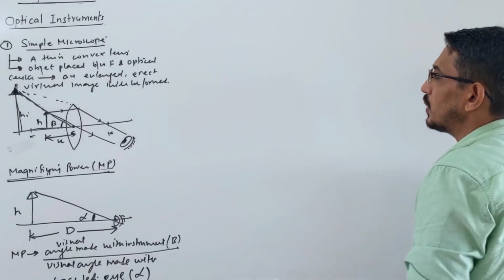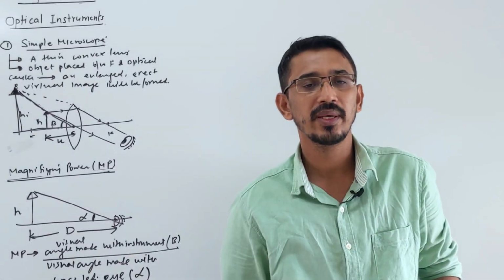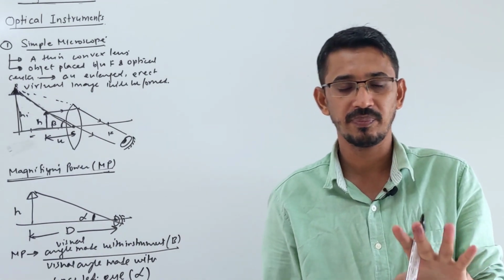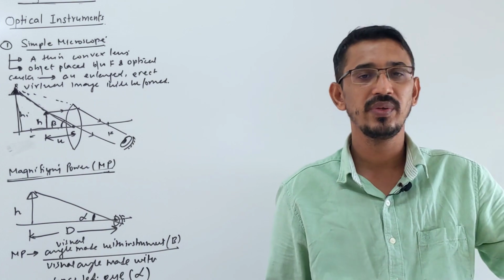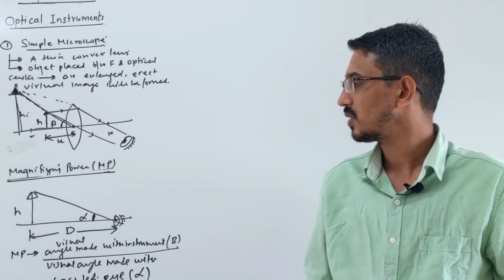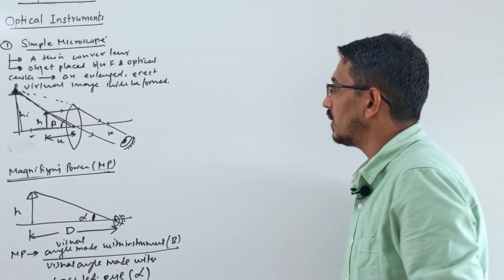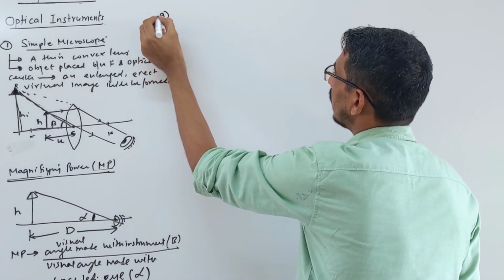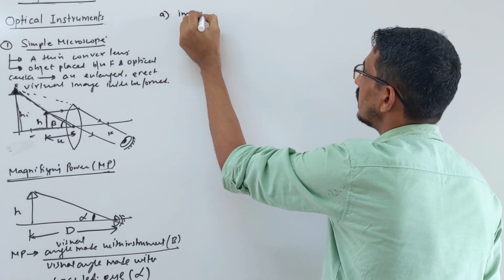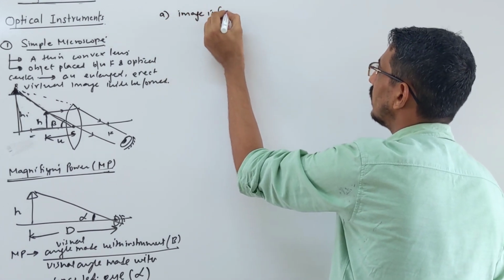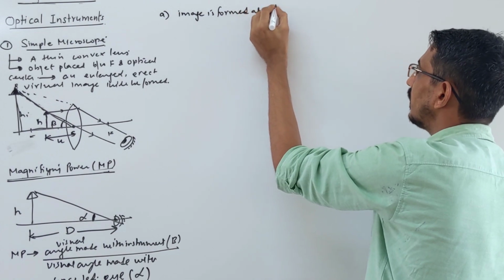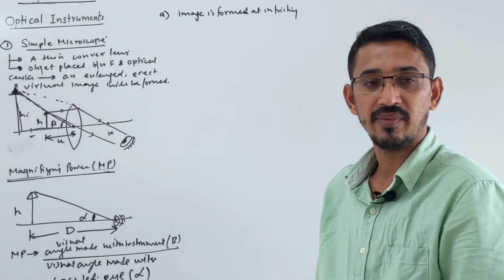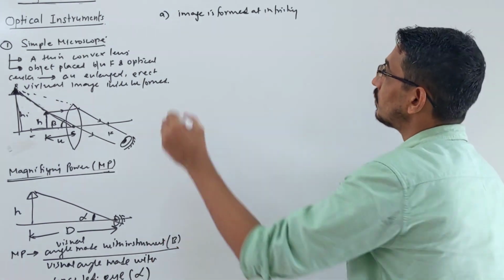Actually, any instrument you have, simple microscope, compound microscope, telescope, generally the image is formed at two possible places. One is the image formed at infinity, or the image formed at the distance of distinct vision. So look here, one by one we will talk. Suppose I say first, the simple case, the image is formed at infinity. Then what is the magnifying power of a simple microscope?